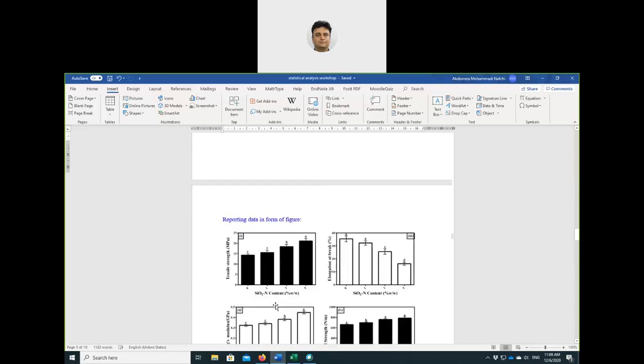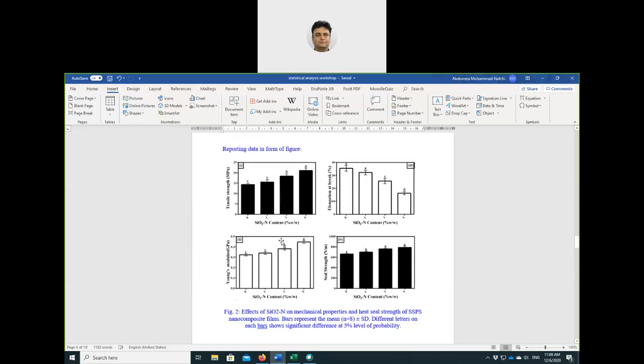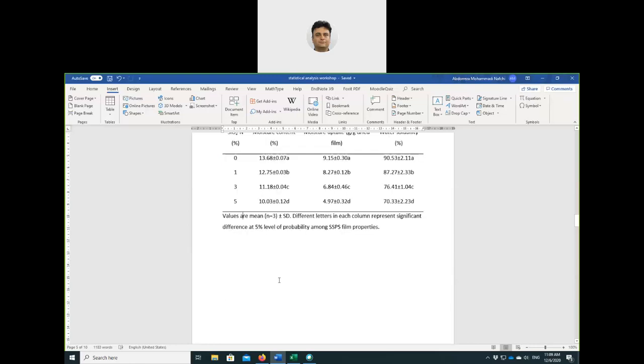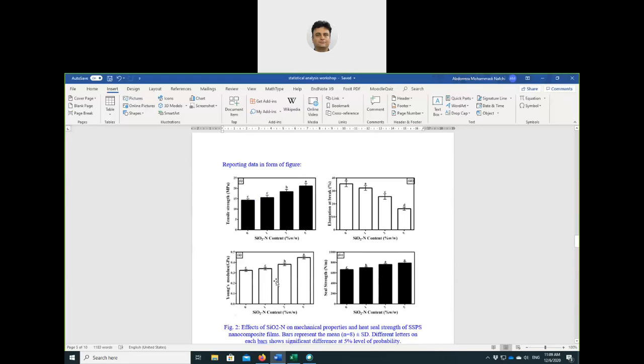For the figure, the name, description, and statistics all come down below. We don't have anything above the figure; it should be right below. The table title comes up, and the description and statistical description come lower, and maybe other descriptions if any other symbol needs to be clarified over there.